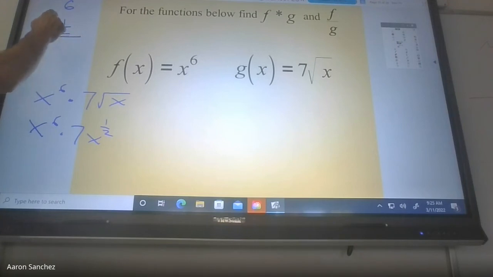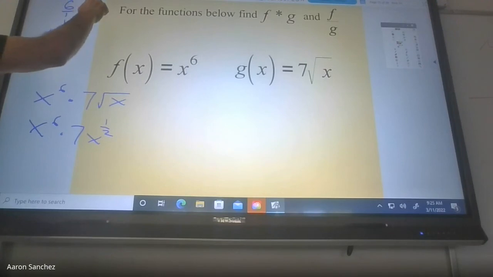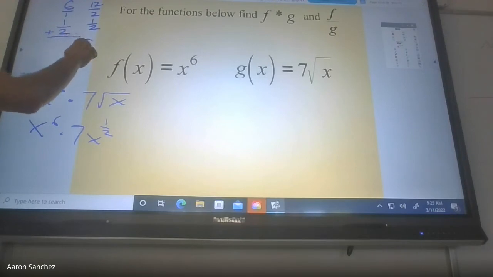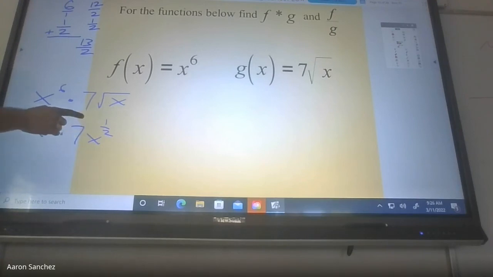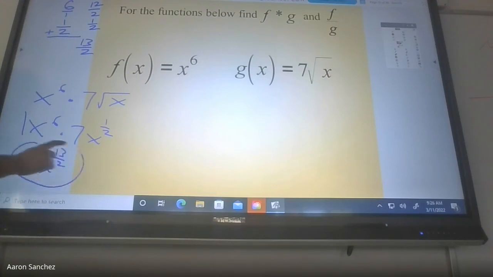But in order to add fractions, what do I need? Common denominator. So this is 6 over 1. What should my denominator be? 2. So this will be 12 halves, right? Plus 1 half, which equals what? 13 halves. So 6 plus 1 half is 13 halves. This is 1x times 7x. What's 1 times 7? 7x to the 6 plus 1 half, which is 13 halves. So that's f times g.